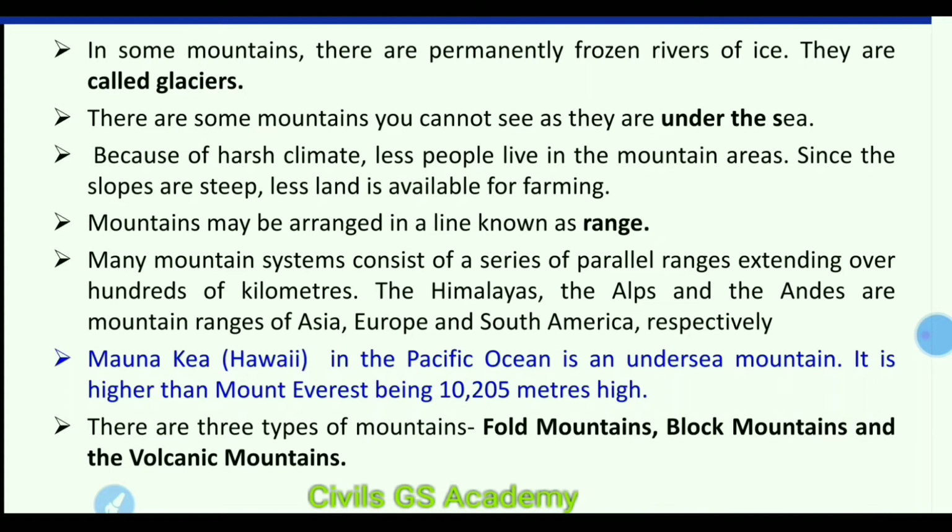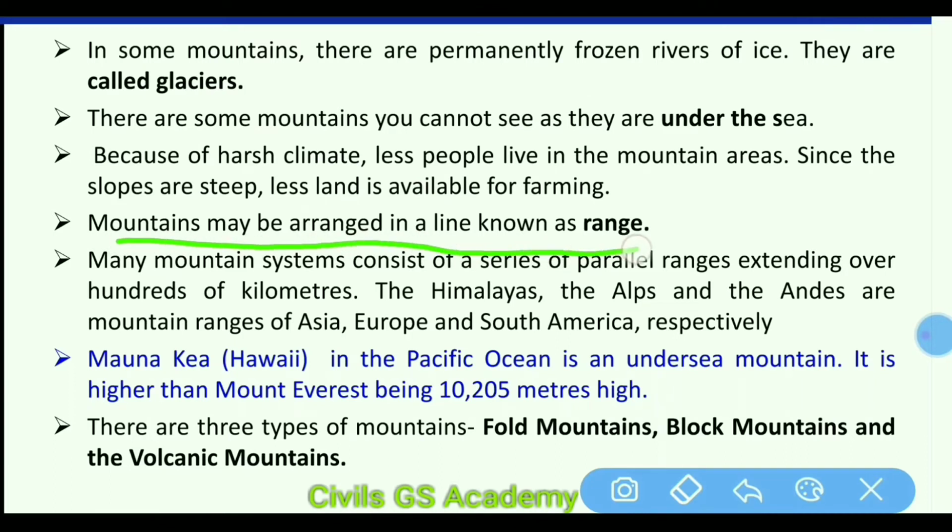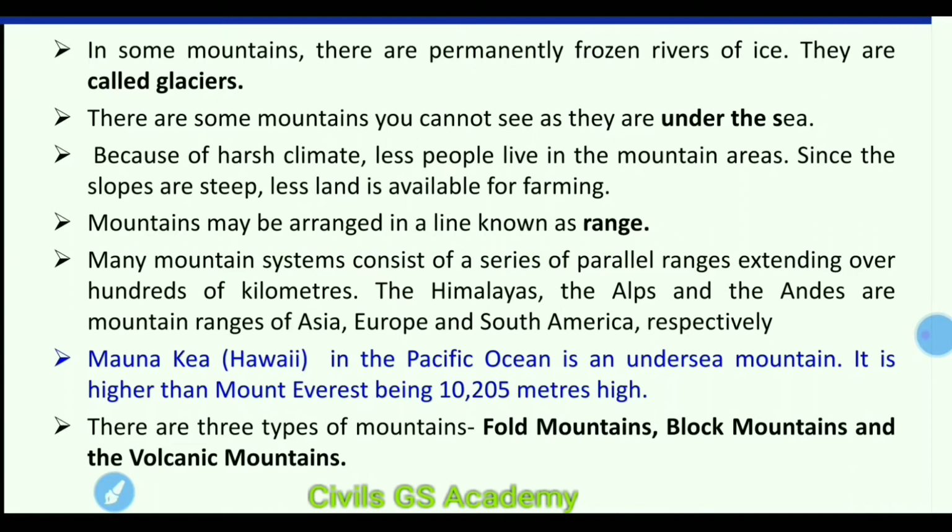Mountains may be arranged in a line, known as a range. So what is a range? Mountains that are arranged in a line are known as a range. For example, the Himalaya range. Many mountain systems consist of a series of parallel ranges extending over hundreds of kilometers. The Himalayas, the Alps and the Andes are mountain ranges of Asia, Europe and South America respectively.